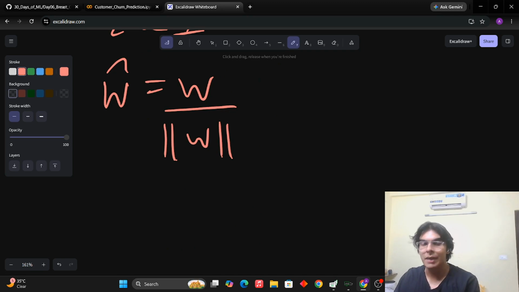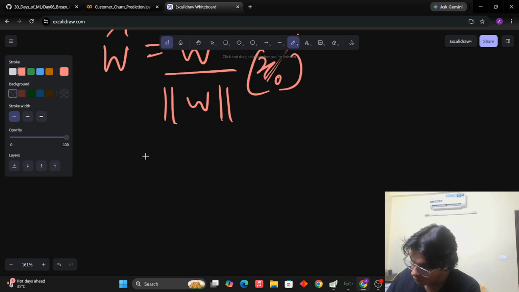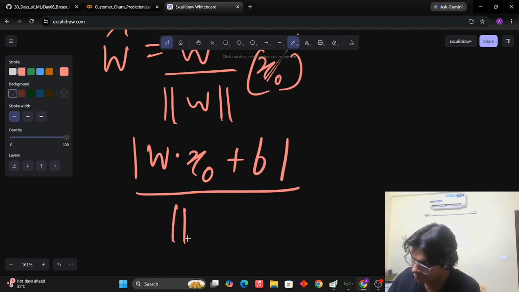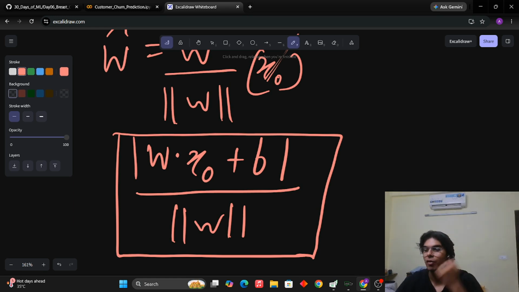And now if we need to get the minimum distance, we basically multiply this by x naught. So when we project x naught onto it and get the final result, we get nothing but (W into x naught plus B) divided by the modulus of W. Okay, so this is the perpendicular distance from any random point x naught to the hyperplane. This is a very important result, and it will be used in the next step.